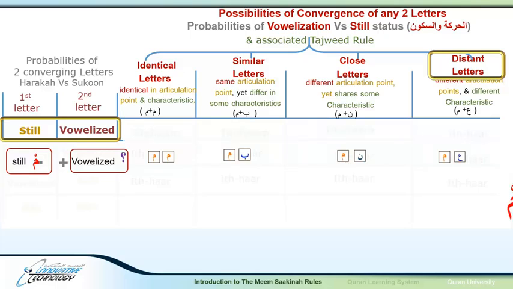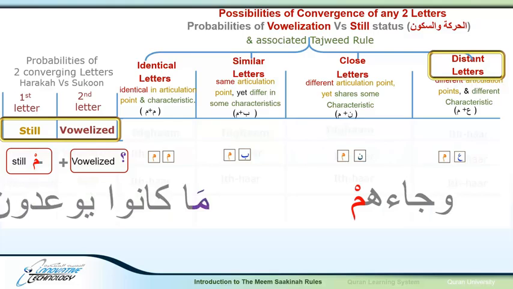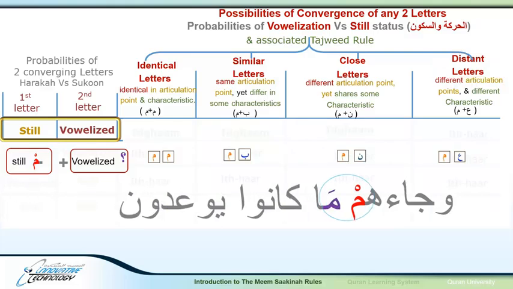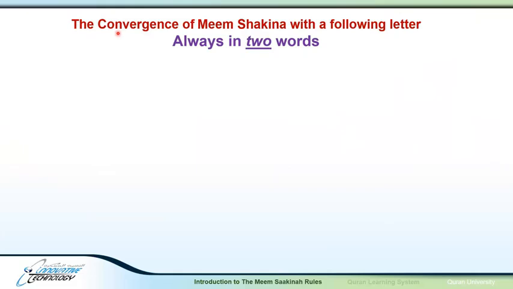Let's look at this example. وَجَاءَهُمْ مَا كَانُوا يُوعَدُونَ. Meem Sakinah has met with a Meem mutaharrika, identical letters. First is still, second is vowelized. Meem Sakinah met Meem mutaharrika. We realized that the convergence of Meem Sakinah with the following letter always comes in two words. Let's take an example. وَجَاءَهُمْ. If we look at the first word, the end of it has a Meem Sakinah. مَا يُوعَدُونَ. The second word has a Meem with fatha, mutaharrika.